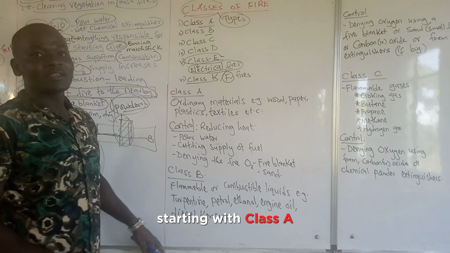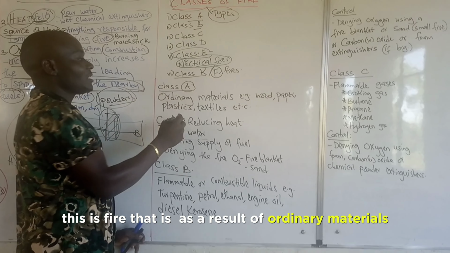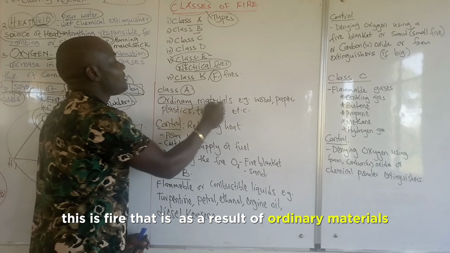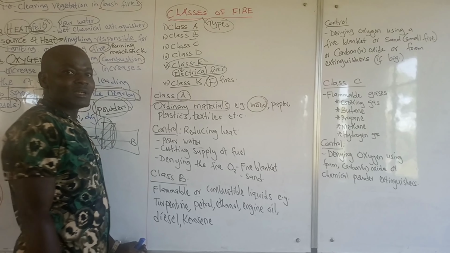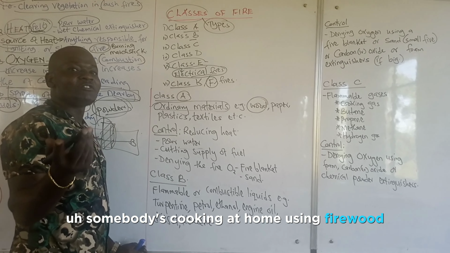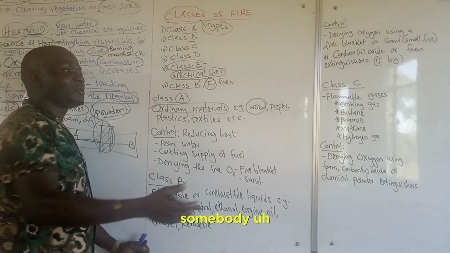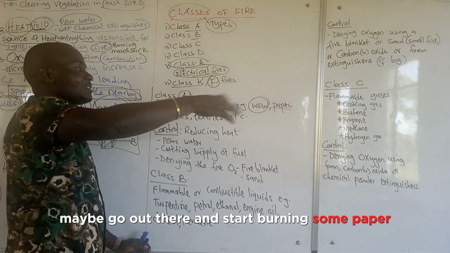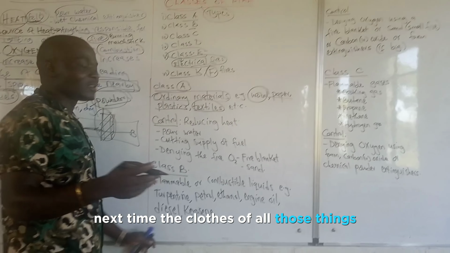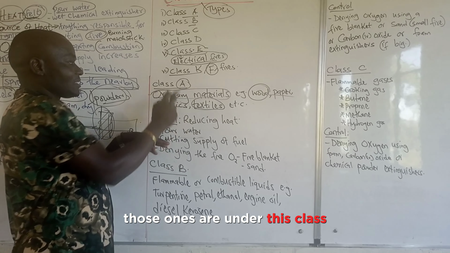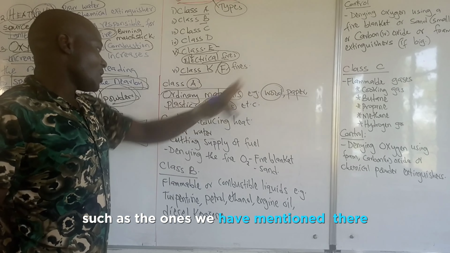Starting with class A. Class A fires, what are they? This is fire that's a result of ordinary materials burning. Ordinary materials such as what? Such as wood. Somebody's cooking at home using firewood. That is ordinary fire. Paper, maybe you go out there and start burning some paper. That is ordinary fire. Plastics, textile, like clothes, all those things. Those are under class A fires, from ordinary materials such as the ones we have mentioned.